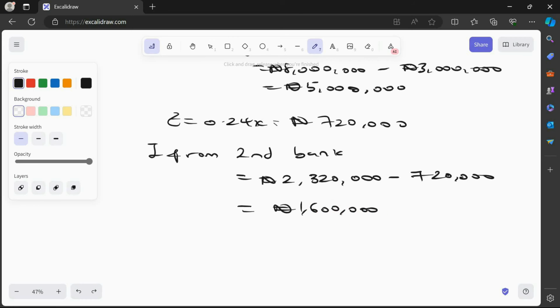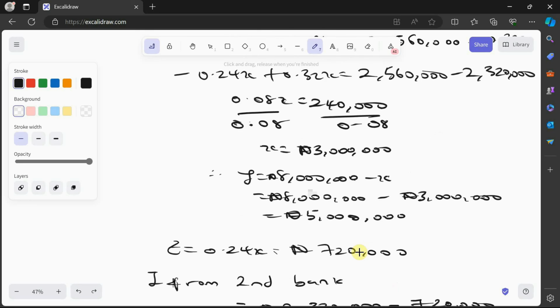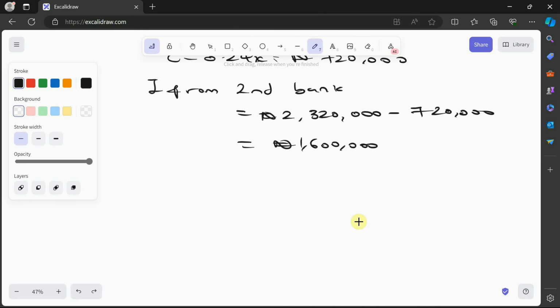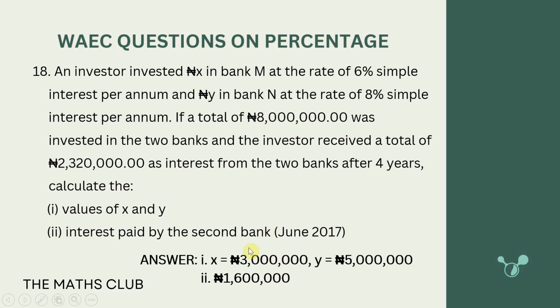So this is where I chose to solve my own, right? There is no one way to solve this question, but at the end of the day, let your steps be clear and know what you are doing. So we know that our X here is 3 million, our Y is 5 million, and the interest from the second bank is 1.6 million. Let's see if we're correct. Great. 3 million, 5 million, 1.6 million.